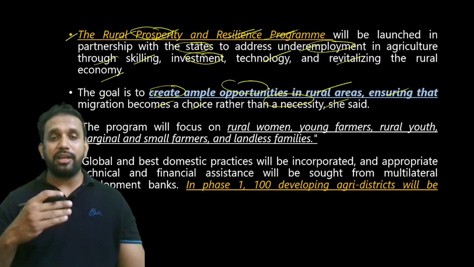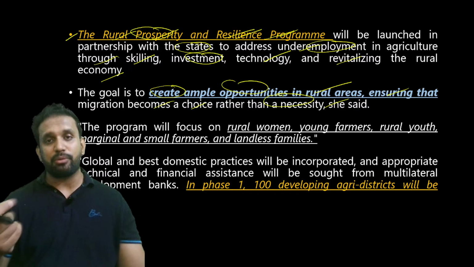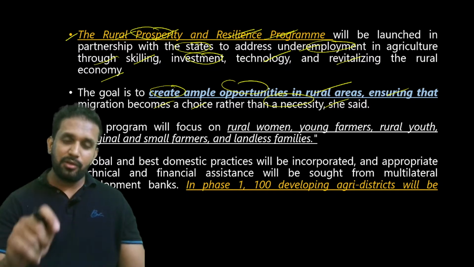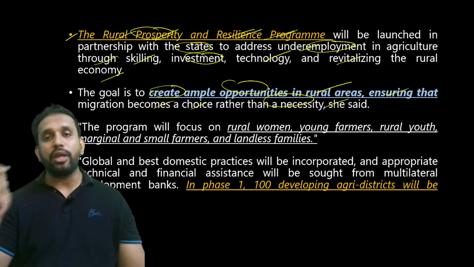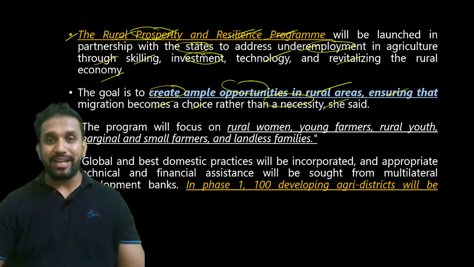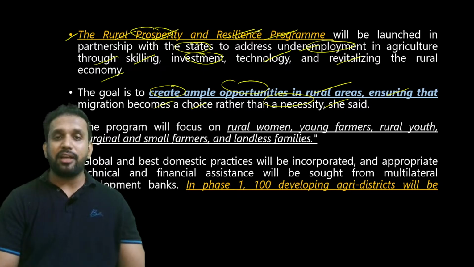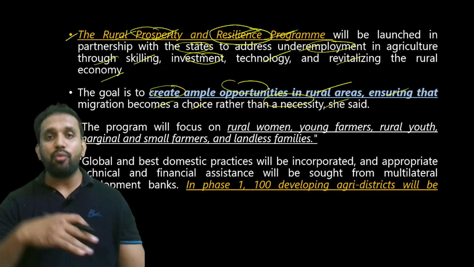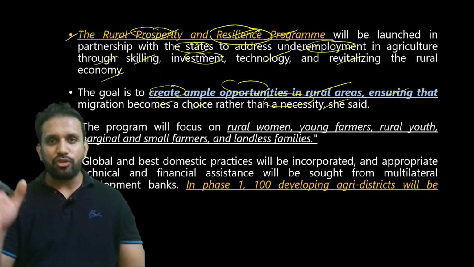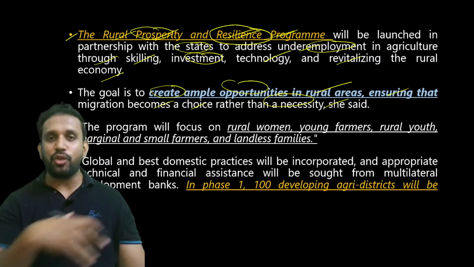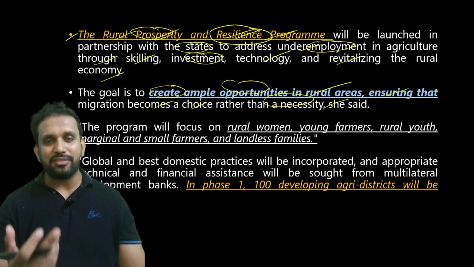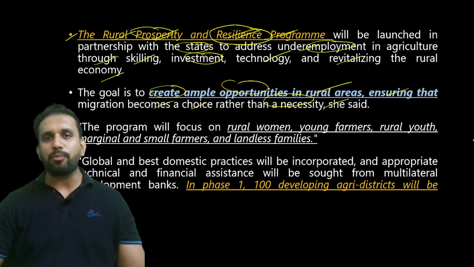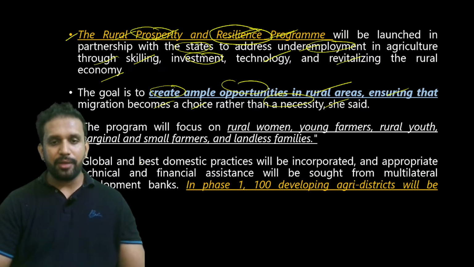Means when you migrate from the rural area to the urban area, that's why you are moving. Suppose if you're getting work in the rural areas, then going to the urban areas will become your choice, but not a necessity. So the government here wanted to make the rural economy very resilient, so that people who want to migrate to the urban areas should be thinking 100 times, because that is a choice, not a necessity. When necessity is there, you will not even wait for a second, but when a choice is there, you will think a lot and go. With the help of this program, the government wants to promote even what? Limited migration. In the first phase, 100 developing agri districts will be covered.